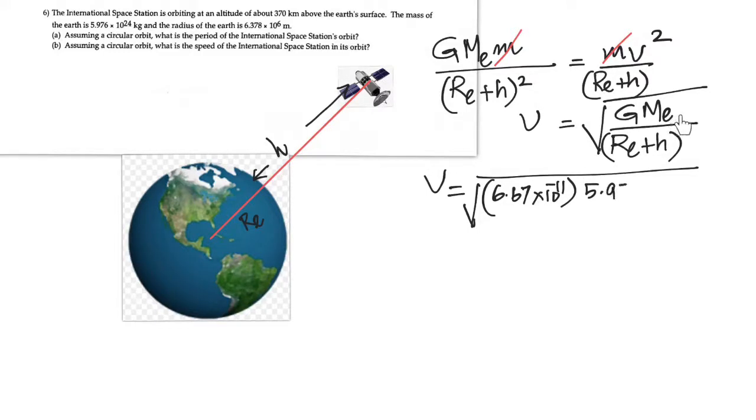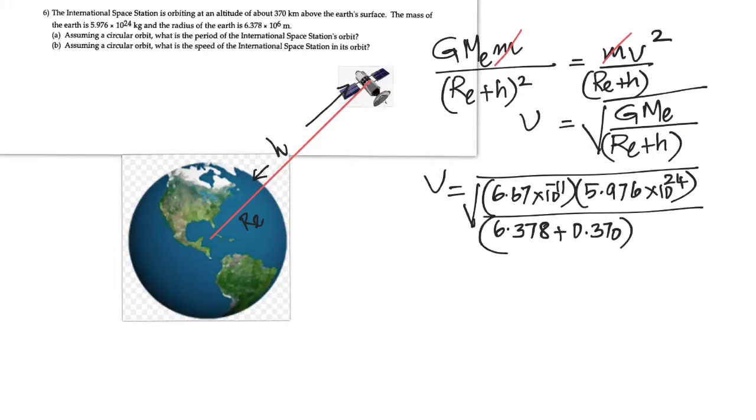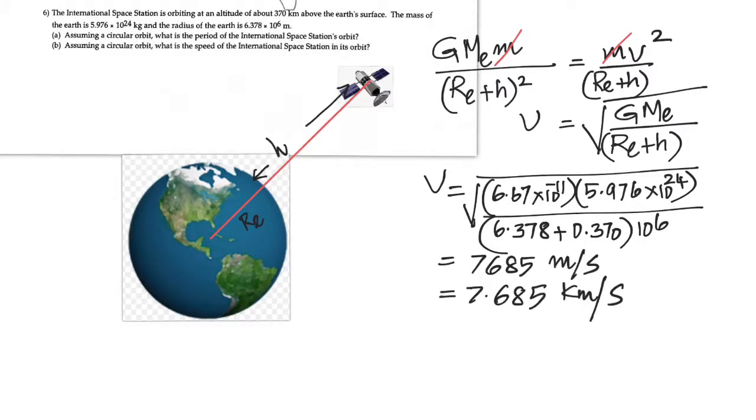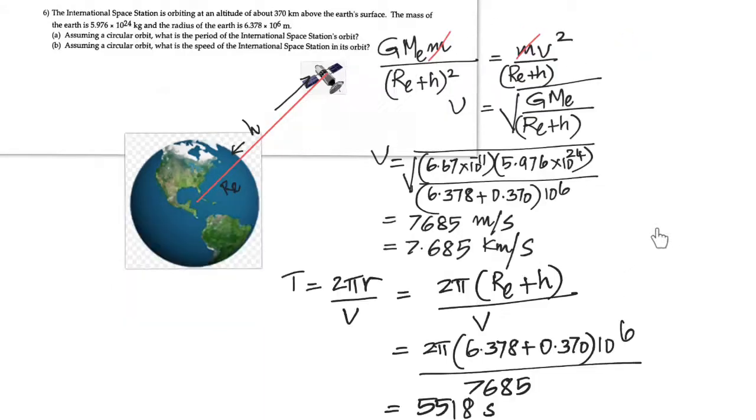That's the mass of the Earth. And when you take the radius and the height together, remember the height is given as 370 kilometers. And so that has to be in meters too. Once you do that, you get 0.370 times 10 to the 6. So I've taken 10 to the 6 to be common. And so that gives 7.685 kilometer per second.